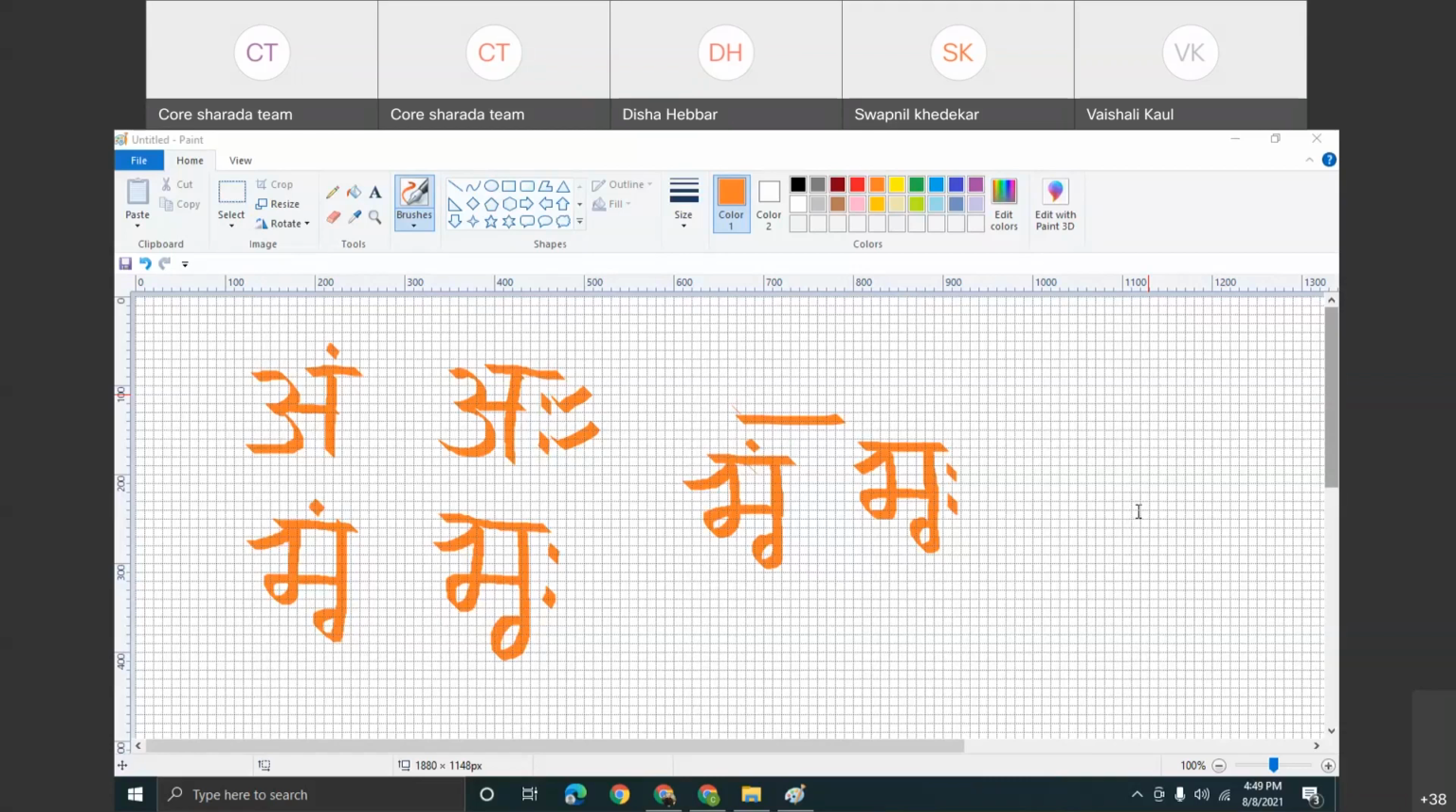But yes, that is not the scope of this teaching, what I'm doing. We are just teaching the script here. We are only teaching how we should draw these vowels. Yes, you can use brush pens. You can use brush pens definitely if you can do that. That is perfectly fine.